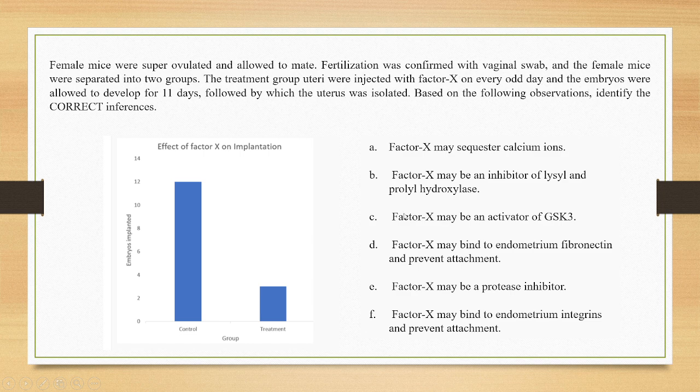What are the options? A. Factor X may sequester calcium ions. B. Factor X may be an inhibitor of lysyl and prolyl hydroxylase. C. Factor X may be an activator of GSK3. D. Factor X may bind to endometrium fibronectin and prevent the attachment. E. Factor X may be a protease inhibitor. And F. Factor X may bind to endometrium integrins and prevent the attachment process.